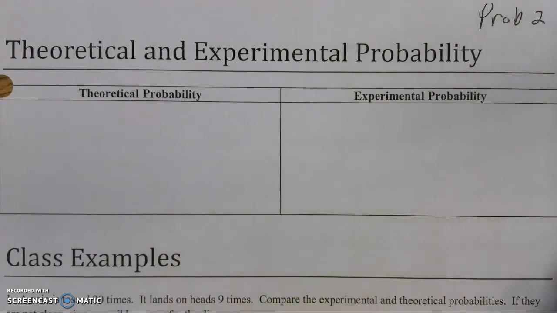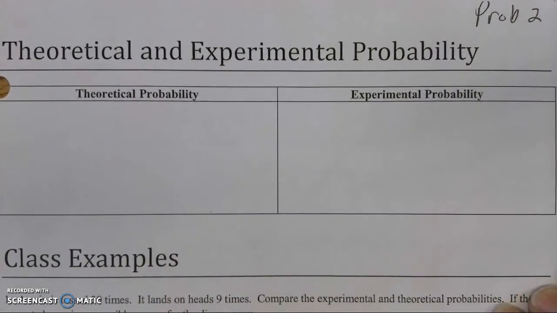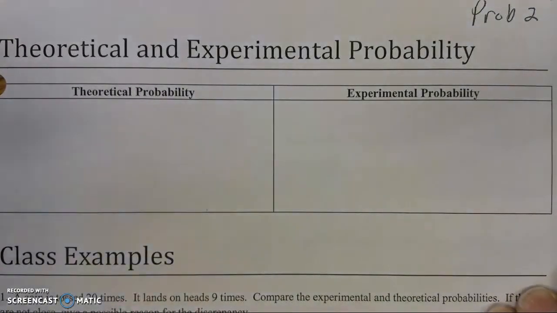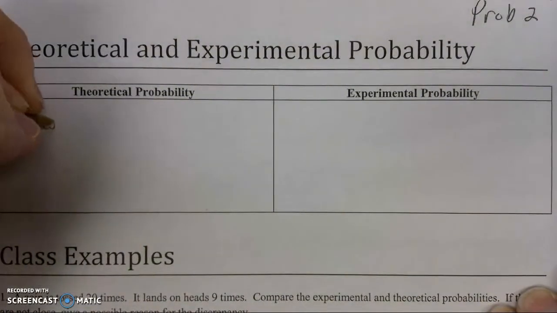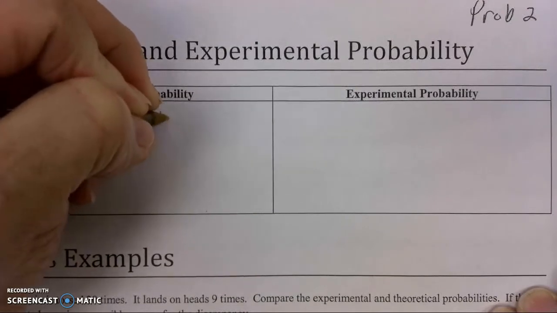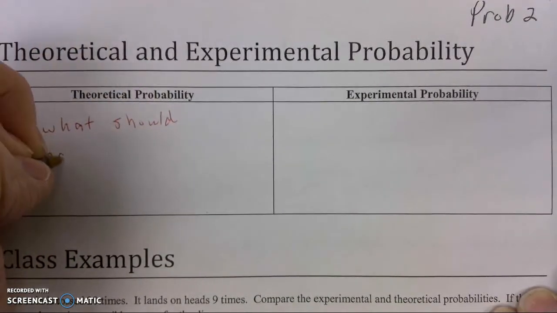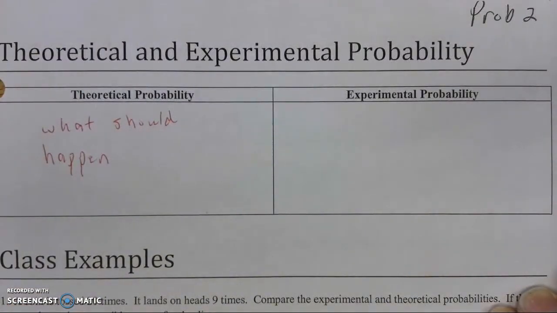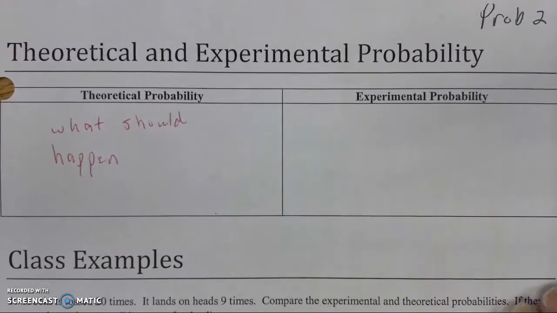Hi everyone. Today I want to talk about theoretical and experimental probability. Now, theoretical probability is what should happen. So, theoretically, if I have a number cube and I roll that number cube 6 times, theoretically it should land on 1, 2, 3, 4, 5, and 6, because theoretically the probability of it landing on one of those numbers is 1 out of 6.